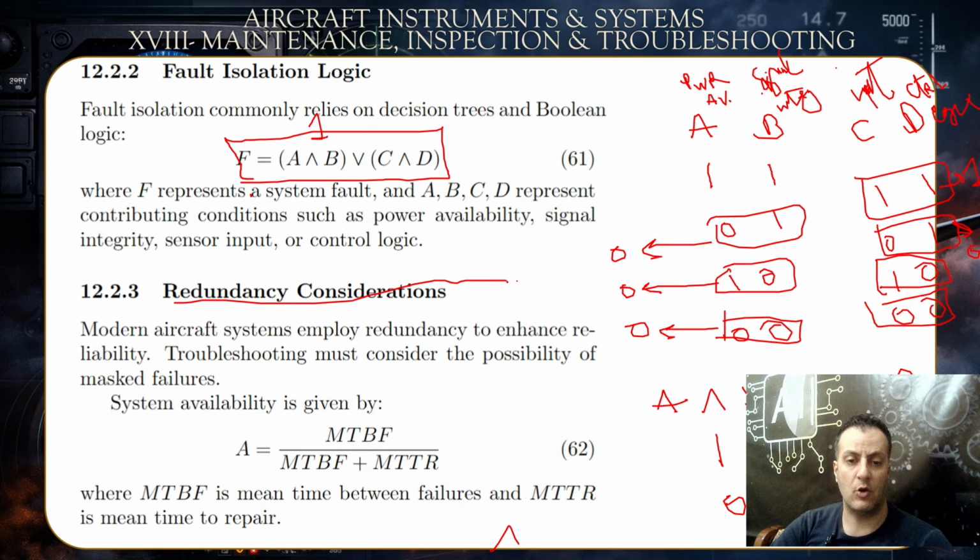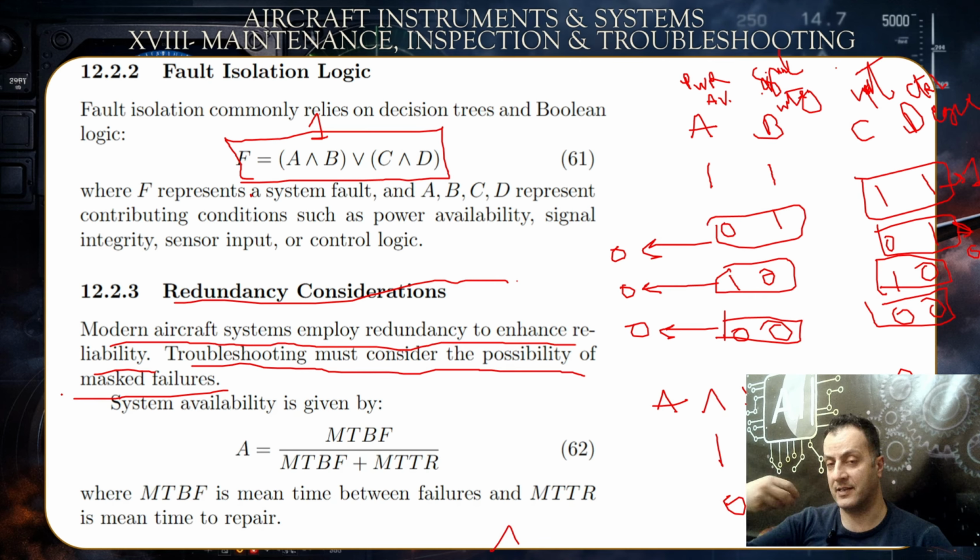Now, redundancy considerations. Modern aircraft systems employ redundancy to enhance reliability. Troubleshooting must consider the possibility of masked failures that are hidden. They are not necessarily reported on the screen.